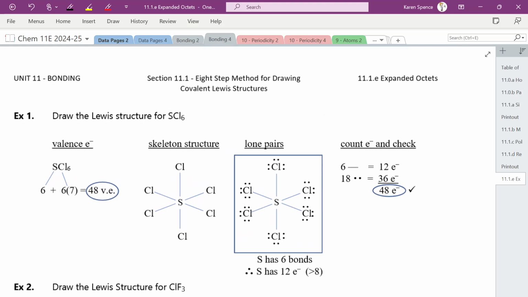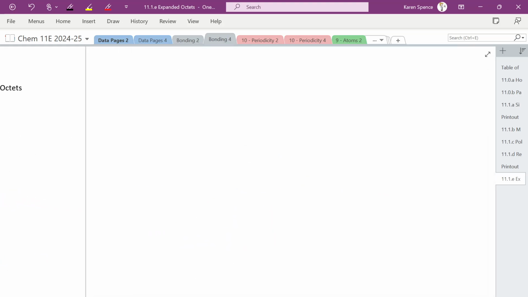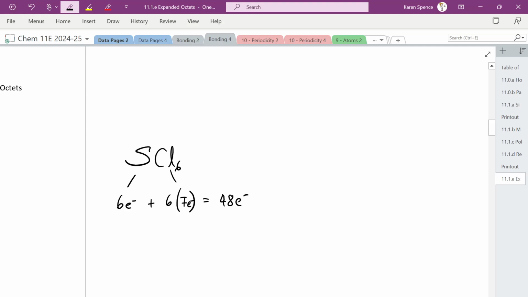And move on to SCl6, and we're going to draw the electron structure for it. And there's nothing new. We have 6 electrons plus 6 times. Chlorine is group 17, so it has 7 electrons. 6 times 7 is 42, plus 6 is 48 electrons.